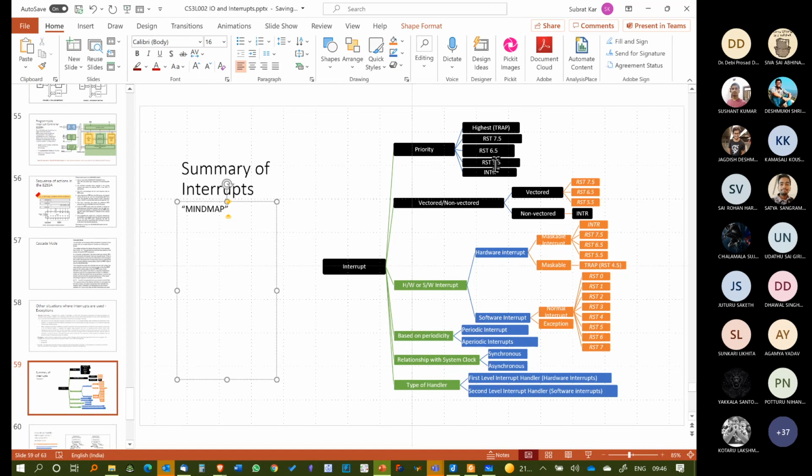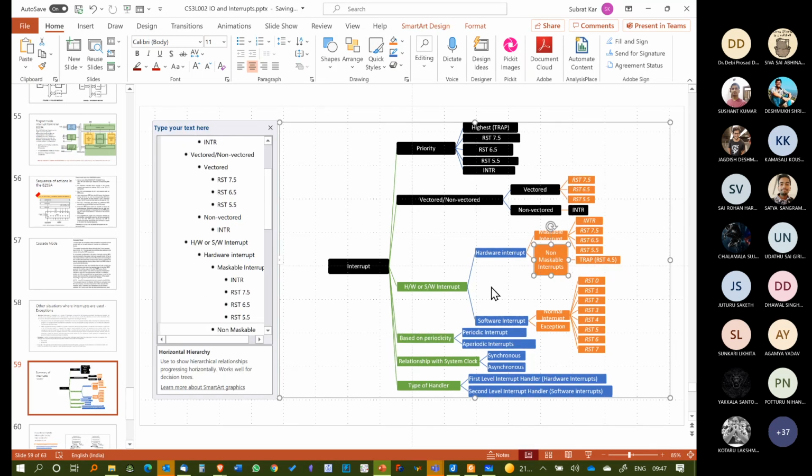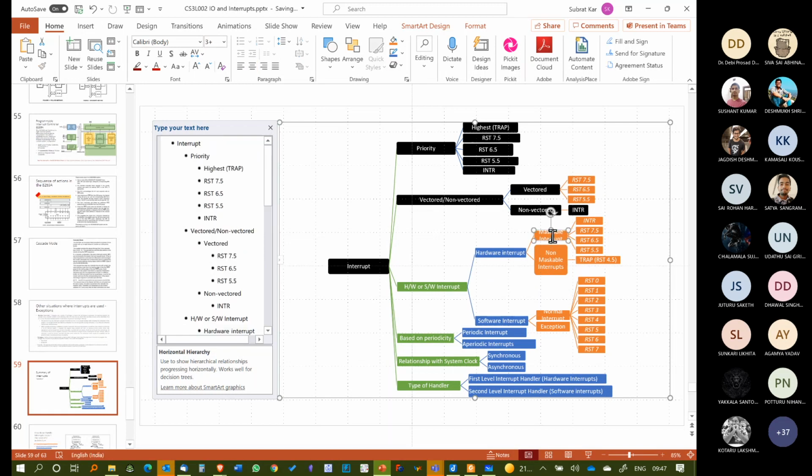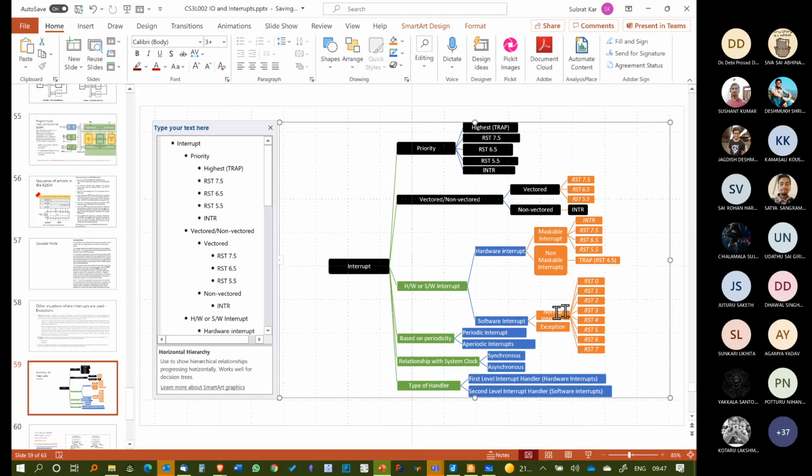Priority wise this, vectored and non-vectored wise. The vectored ones are these. You can call trap a vectored 4.5, but I have not. Non-vectored, the only non-vectored is INTR. Hardware-wise, the maskable interrupts are these, and the non-maskable. This is actually non-maskable; the block is too small. Okay, the non-maskable interrupt is this. Fine. Then normal interrupts are these, only 8.